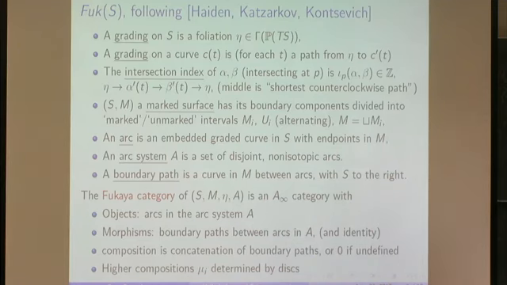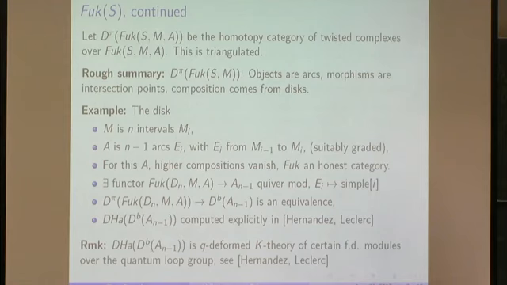Right. So to make a precise statement, I'd like to go through this definition somewhat. It is a little bit involved, so maybe I'll go to the next slide and give the rough summary first. The rough summary is that objects in this category are arcs on a surface. Morphisms are intersection points between arcs. And composition of morphisms comes from disks. Do arcs have an endpoint or not? Yeah, these arcs have an endpoint.